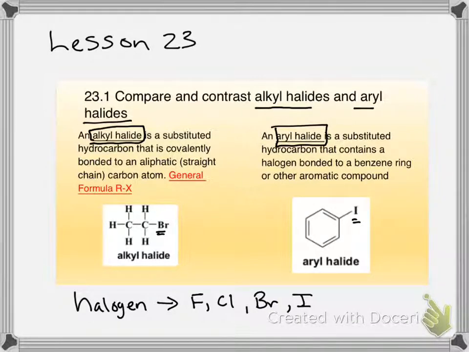The big difference between them is the aryl halide is going to have this benzene ring. This is what makes it an aryl halide if it has a benzene ring. So alkyl halides are just RX, R being any carbon chain with X. X is a halogen. An aryl halide has a benzene ring. Anything that has a benzene ring is referred to as an aromatic compound.